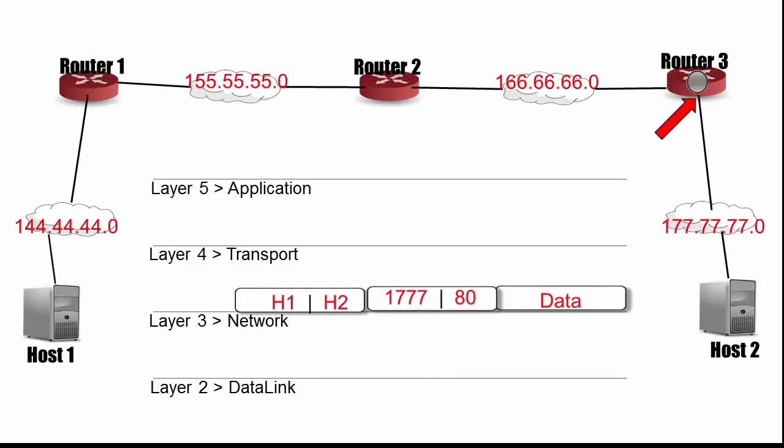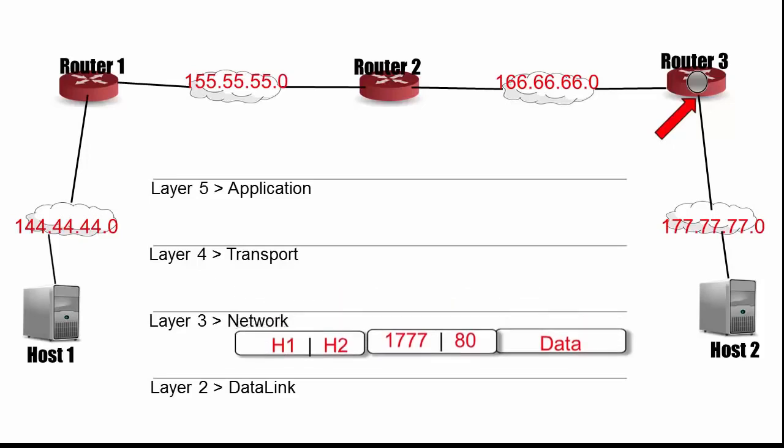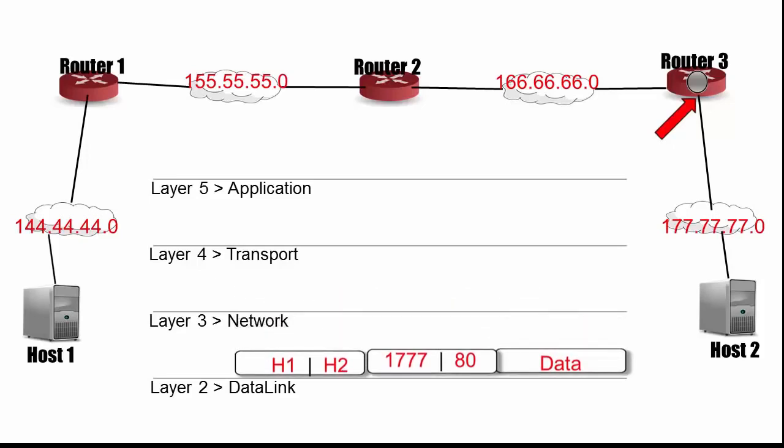At the network layer, router 3 looks in its routing table to see what the next hop is to get to host 2. And in the routing table, it sees that the next hop is host 2 itself. So the datagram is sent down to the data link layer, and a new frame header is attached. This new header has a source hardware address of router 3 and a destination hardware address of host 2. The frame is now sent out to host 2.